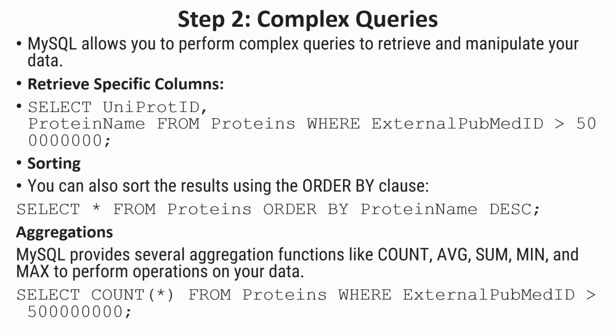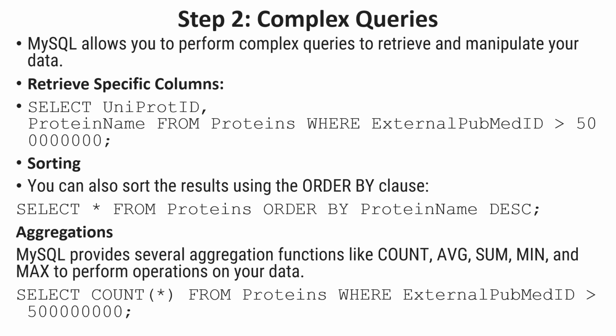Then we have complex queries. MySQL allows you to perform complex queries to retrieve and manipulate your data. To retrieve specific columns: select unitprot ID, protein name from proteins, where external PubMed ID is greater than 50, that is 50 million, ended by a semicolon.